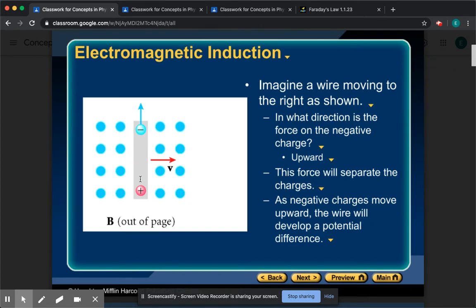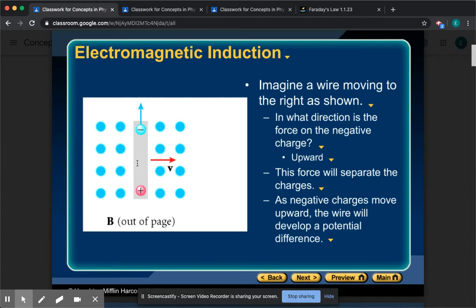So here we have a wire. Inside the wire, you have charged particles. The magnetic field is coming out of the page, okay? So take your hand and point your fingers towards you. Your thumb should be pointing in the direction of the red arrow, which is to the right, okay?